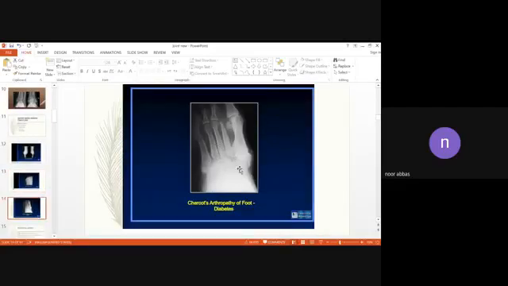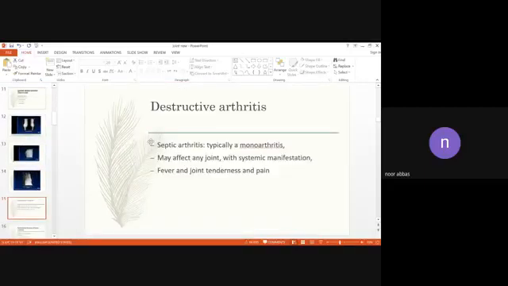Another common site for neuropathic joint is the foot in diabetic patients. We see here disorganized tarsometatarsal joints with dislocation, increase in bone density, bone fragmentation, and dislocation also at the level of the metatarsophalangeal joints. Now we move to the next pattern of arthritis, which is destructive arthritis.